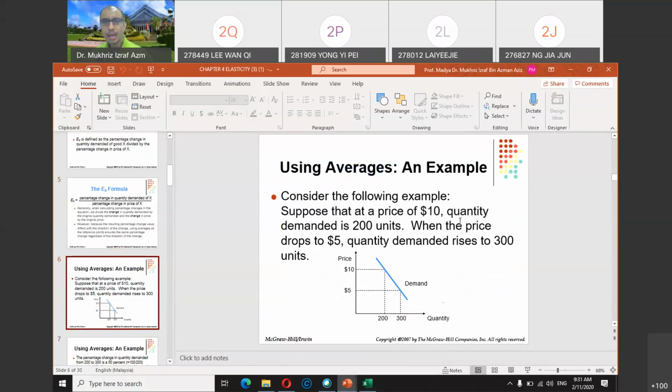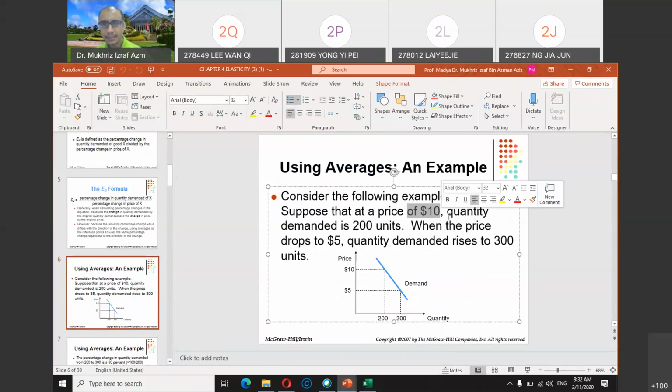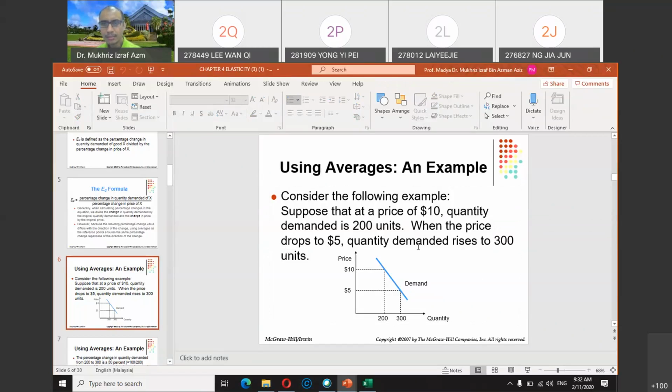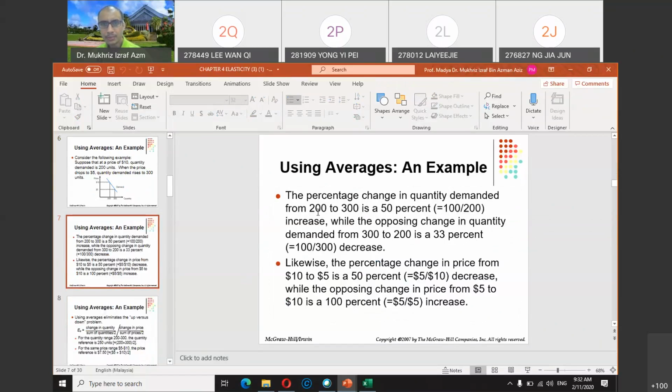So you have a situation where the price originally starts at $10 with quantity 200, then the price drops to $5, and the quantity demanded rises to 300 units. So how do you calculate elasticity of demand based on this simple information? You have two prices, 10 and 5, and two quantities, 200 and 300. So how do you calculate using the average formula? From 200 to 300 is 50%. How do you calculate 50%?